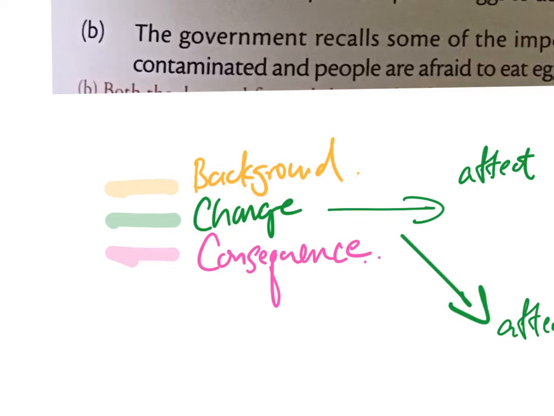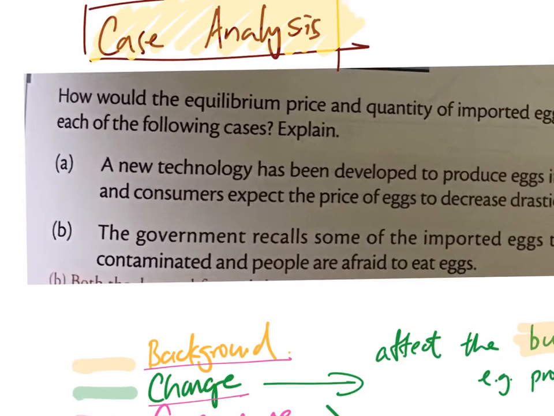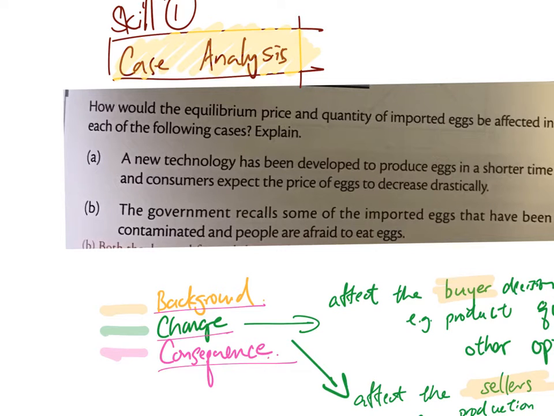Every time we read a question, we have to find out the background, the change and the consequence. The most difficult part, I think, is the changes. When we talk about the background, we have to identify the market, and identify whether it is in equilibrium. So let's read the question.